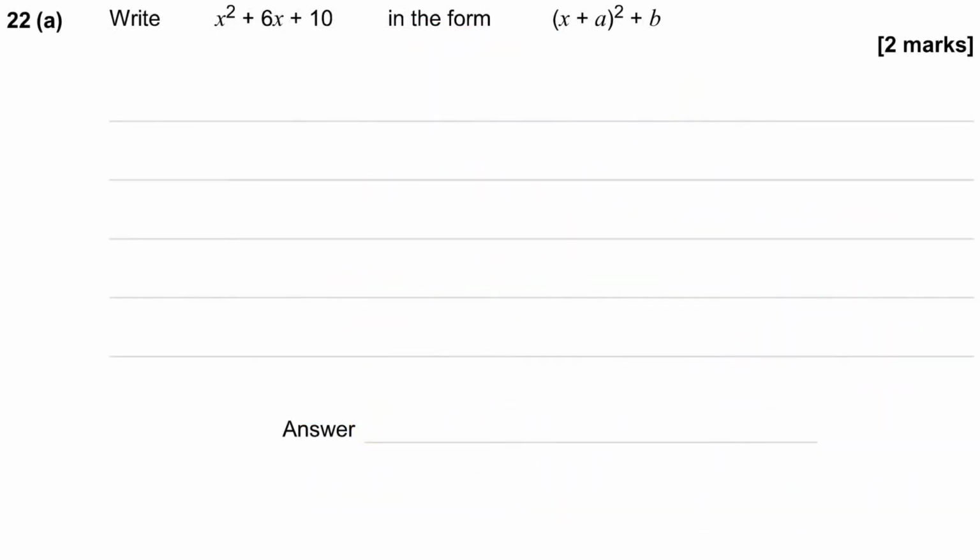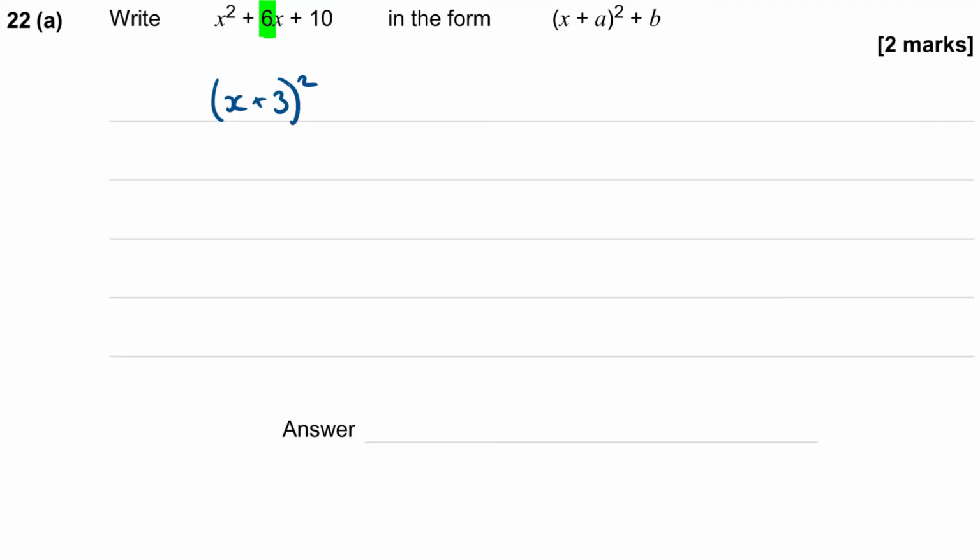I'm asked to write x squared plus 6x plus 10 in the form of x plus a all squared plus b. In other words, we need to complete the square. So in order to complete the square, the first step is to take this number here, the coefficient of x, and halve it. So half of 6 is 3. So I can then rewrite the first two terms, x squared plus 6x, as x plus 3 all squared.